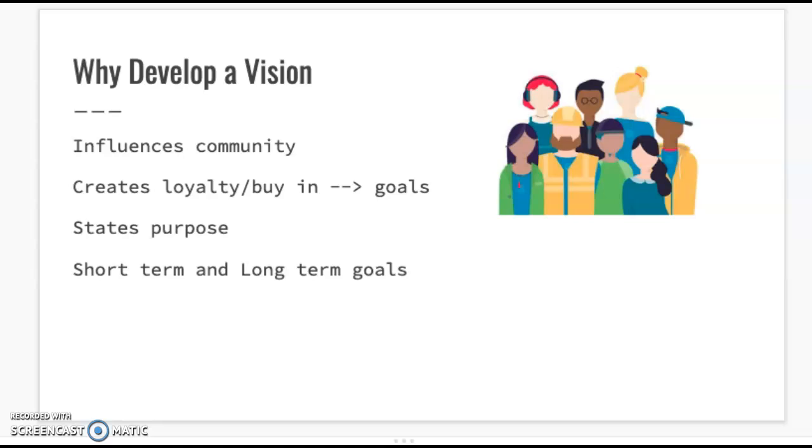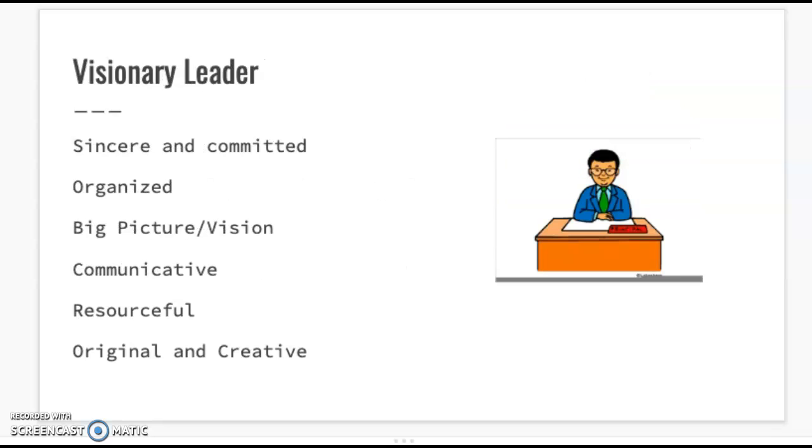Why develop a vision? A vision significantly influences the community, especially in a rural community. The school plays a significant role. It creates loyalty and buy-in from community members, which in turn helps you achieve your goals. It concisely helps you state your purpose, and it can guide short-term and long-term goals.